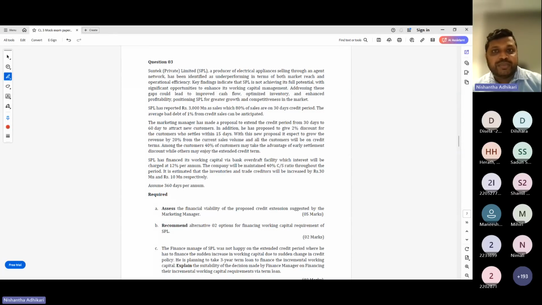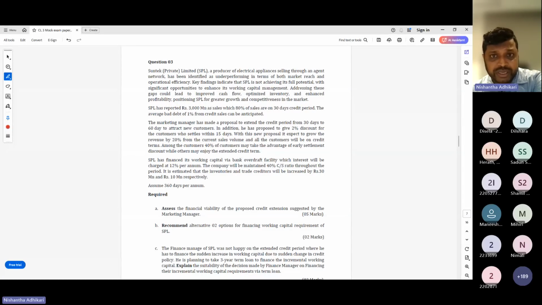Suntech Private Limited, SPL, is a producer of electronic appliances. You can read this one. SPL has reported 300 million sales, of which 80% of sales are on a 30 days credit period. The average bad debt of 1% from the credit sale can be anticipated. The marketing manager has made a proposal to extend the credit period from 30 days to 60 days to attract new customers. In addition, he has proposed to give a 2% discount to the customers who settle within 15 days. With this new proposal, it expects to grow the revenue by 20% from the current sales volume.